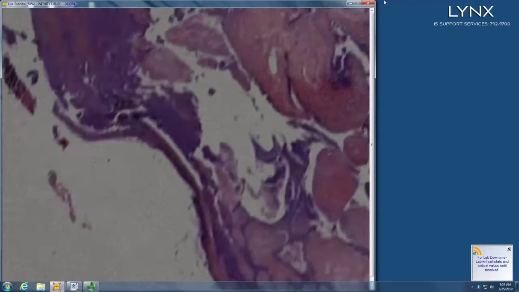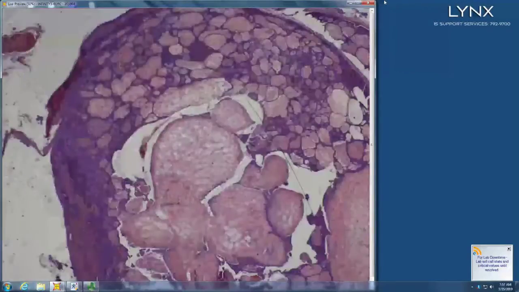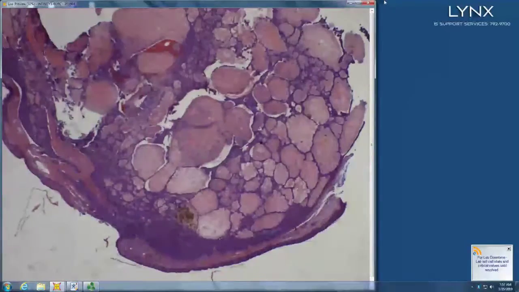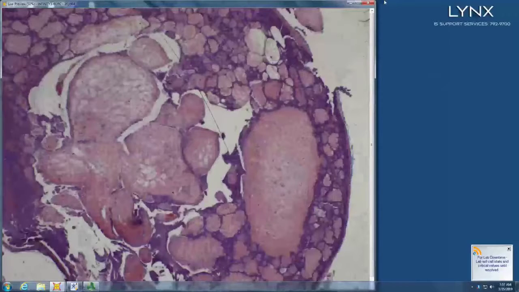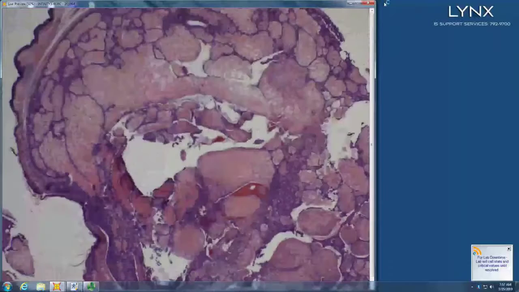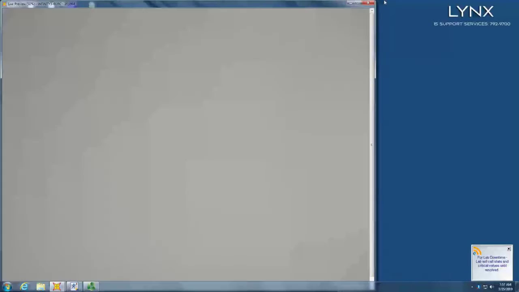Same one we saw before. Looks like soft. But today we're going to call it a sebaceous adenoma. Okay. Next one. What is that? Fibroepithelioma of Pinkus. Very good.